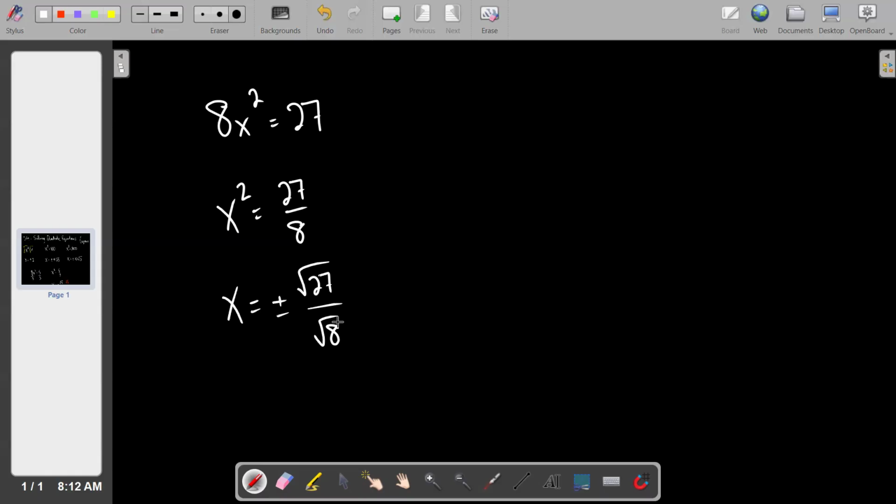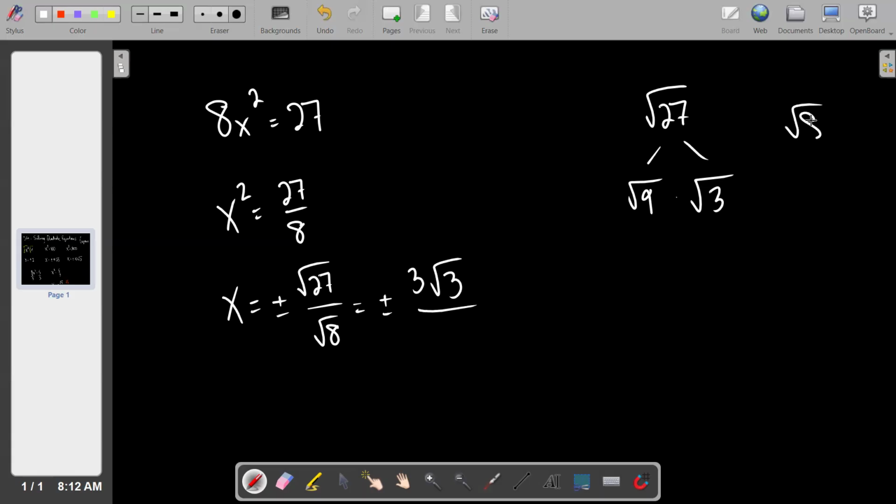What's the top going to be? Root 27. What is that? Right. And again, as a courtesy to some of us that I know still struggle with roots, I'm just going to keep showing how I'm doing this. Root 9, root 3. So the top is 3, root 3. The bottom is a root 8. What does that break into? Root of 4 and root of 2, which becomes 2 roots of 2. Again, getting it done early is huge.